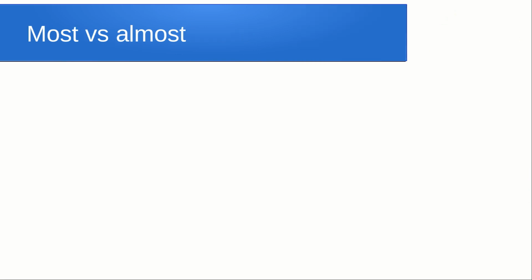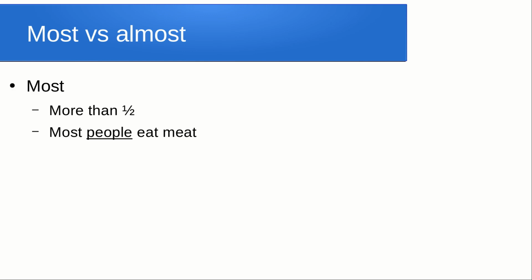And then most versus almost. Now these can be a bit confusing, but they're not the same, and they're not different degrees of the same. They're really very different things. And so I want to make sure everybody understands this. Most simply means more than half. That's it. So we would say most people eat meat, for example.